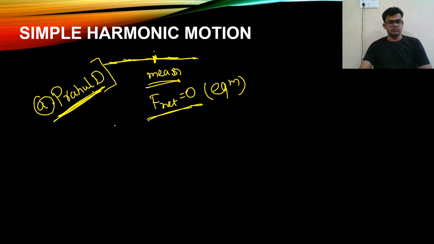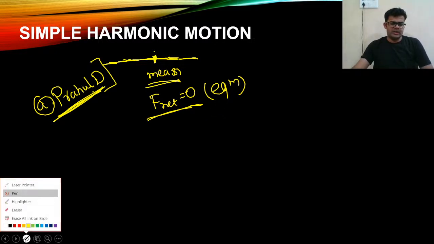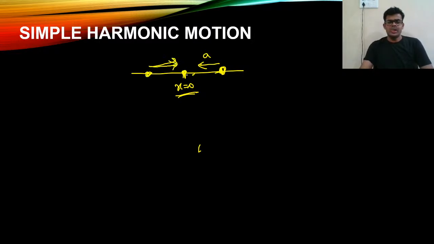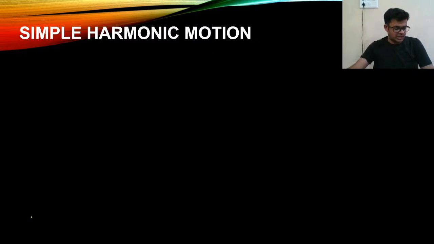So here I was saying what is mean position: the position at which the net force on the particle is zero. Remember, during SHM, let's say the particle is here. The particle has acceleration towards the mean position. This is the mean position, x equals 0. The acceleration of the particle will always be towards the mean position. Let's say the particle is here, acceleration will be in this direction, towards the mean position. Then and only then can the particle execute simple harmonic motion.